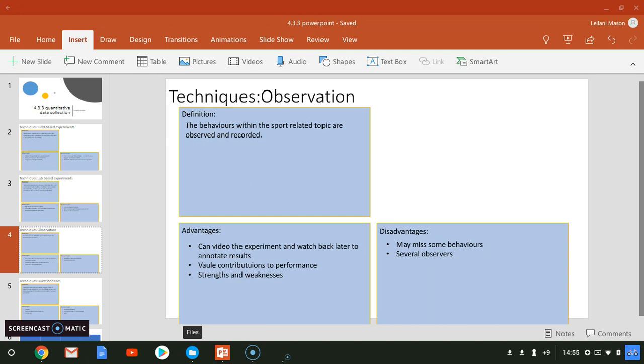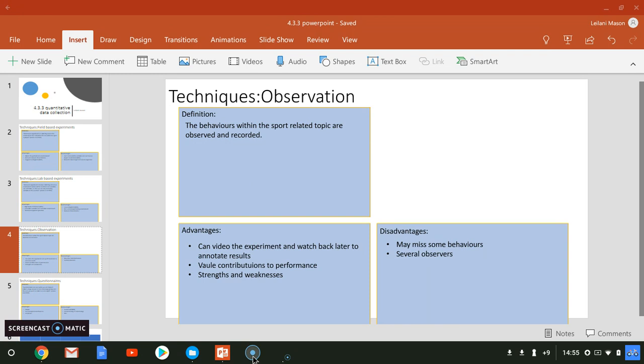So the advantages of observation is that you can video the experiment and watch back later to annotate the results. This is quite good, because otherwise, when you're observing, sometimes you might miss something out. So if you record it, you can go back and see exactly what they've done and put it back in slow-mo if you need to. Another advantage is value contributions to the performer, which means that the participant knows that they're being recorded and that the values are being recorded.